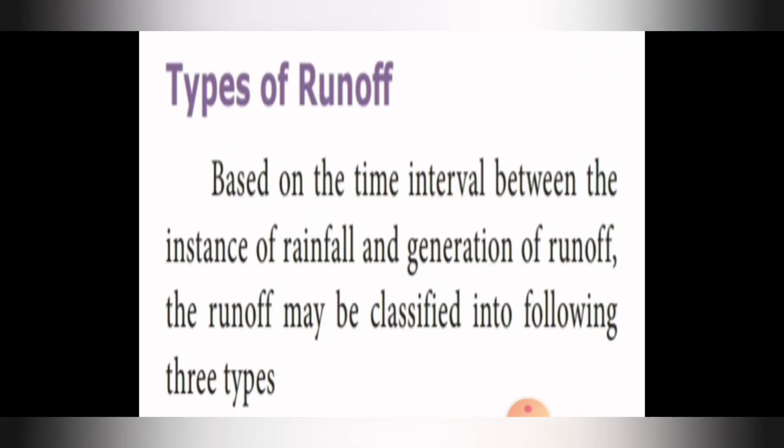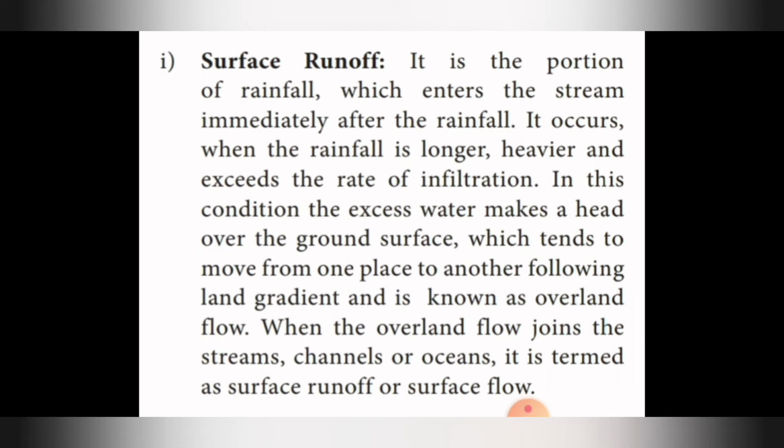Next, types of runoff. Based on the time interval between the instant of rainfall and generation of runoff, the runoff may be classified into the following three types. So, there are three types of runoff. First one is surface runoff. It is the portion of rainfall which enters the stream immediately after the rainfall.